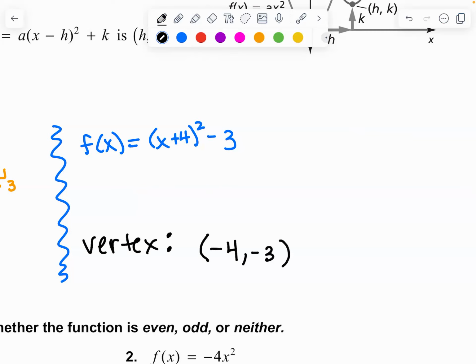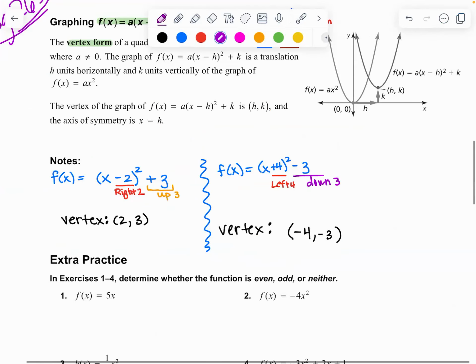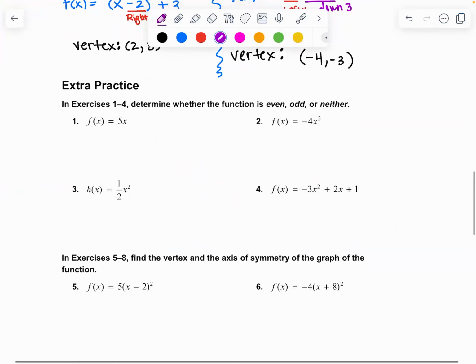Noah, why did she say -4? Okay, this is x minus h. So since it's x plus 4, we are moving to the left 4. Okay. Henry, where'd she get the -3 from? The -3 in the equation. Okay, we're moving down 3 because of the -3 in the equation. Okay, how do you feel about this, people? Feeling pretty good? Okay.